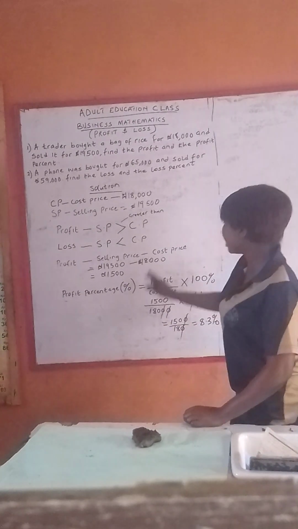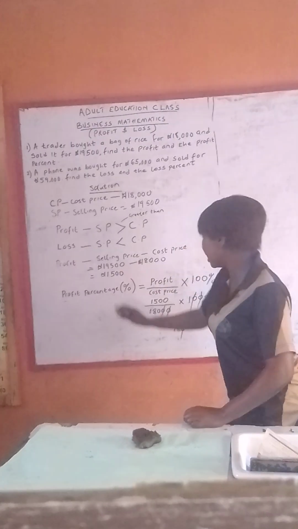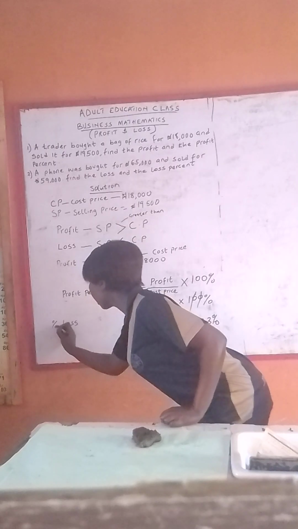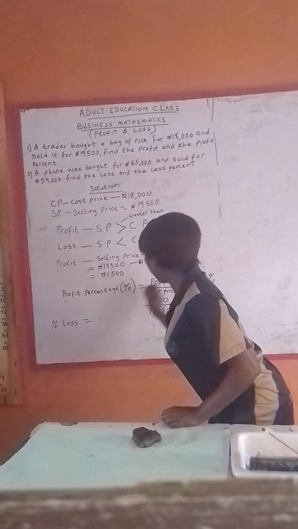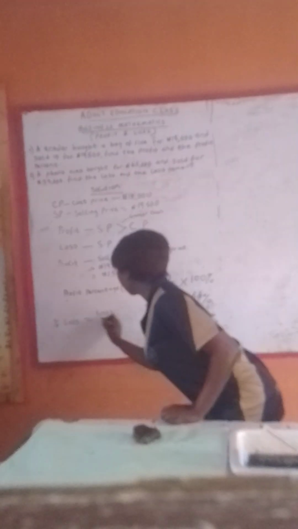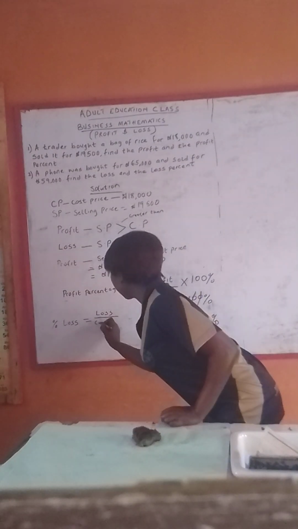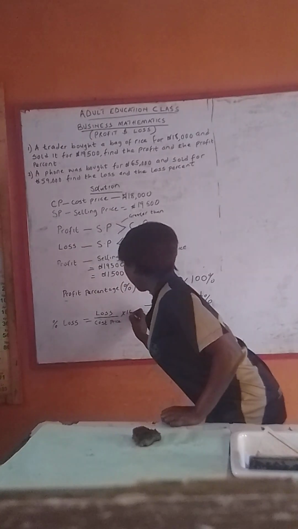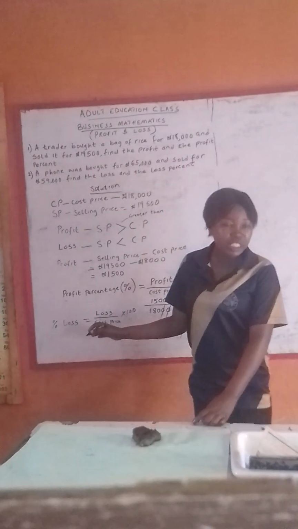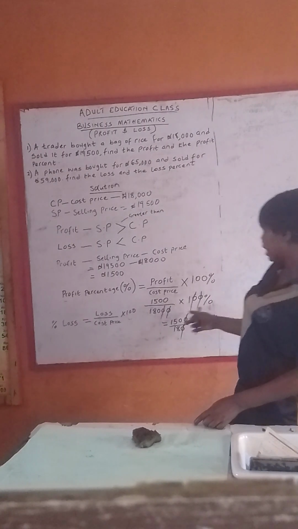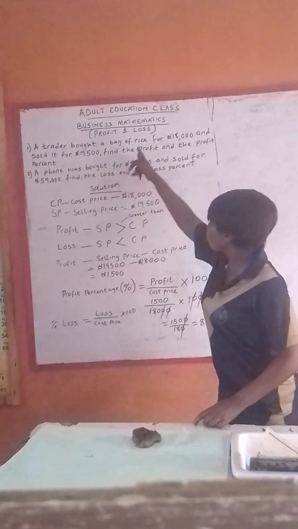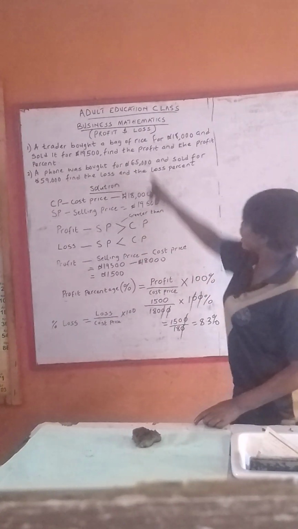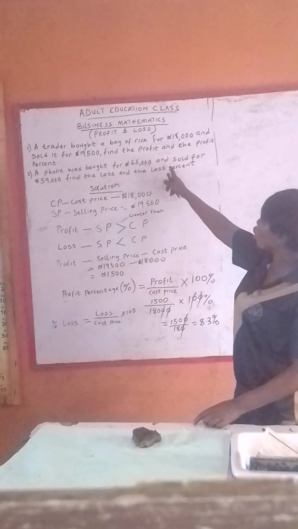So with this process, you can get your loss percentage too. Loss percentage will now be your loss divided by the cost price multiplied by 100. You understand? The same way we have done this. If this person is making a loss, you will just make use of this process to do it.